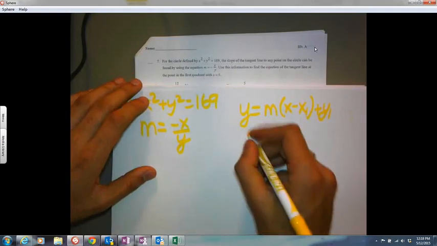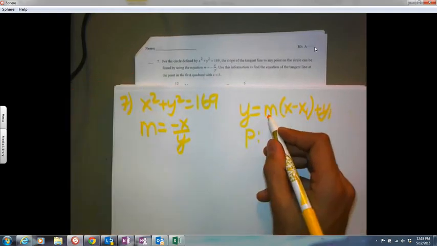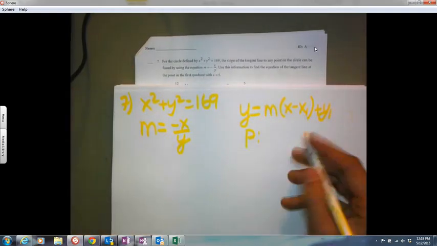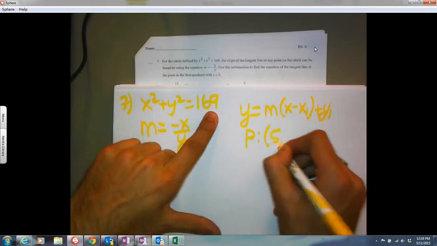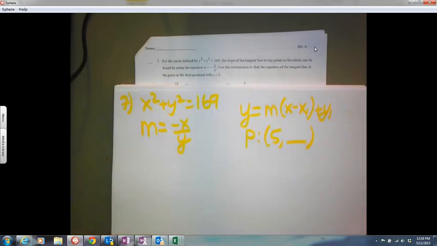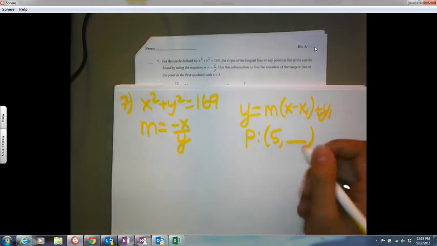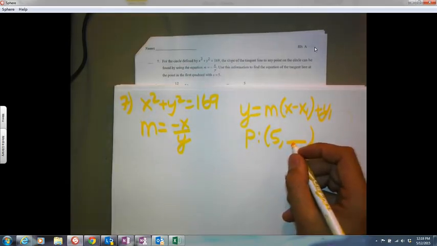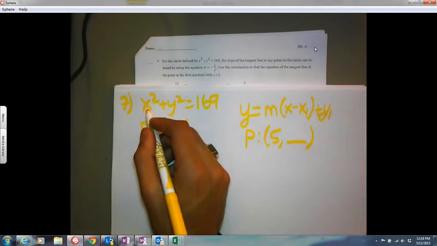At the point, because remember you need a point here, you need the slope, which they gave us the equation for, and then you need a point. They're telling us the point 5 comma something. So let's find the y coordinate here. I'm going to plug the 5 into here.